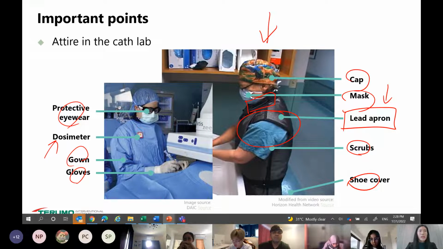Another thing that they will wear is this device called the dosimeter. This dosimeter records the amount of radiation, because operators and scrubbers are standing very, very close to the source, which actually gives out radiation. To ensure the doctors' and healthcare professionals' safety, they wear this to track their levels, so that they are not getting too high a dosage of radiation.